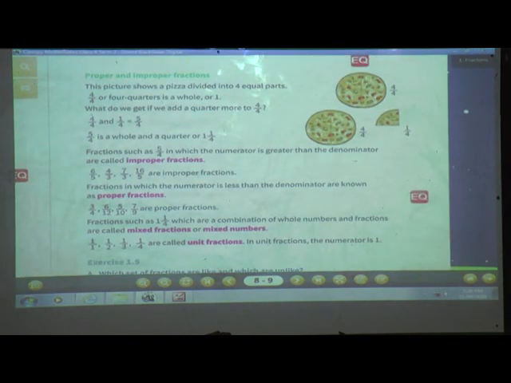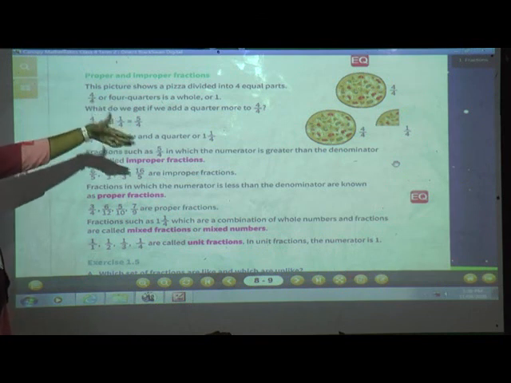Yes, proper and improper fractions. This picture shows a pizza divided into 4 equal parts. Can you observe the pizza here? Do you like pizza, students? Yes, but it is fast food. You should not eat it regularly. Okay, it's fine. Like monthly once, it's okay. But it is not good for health.